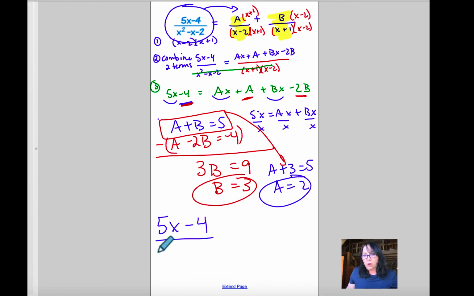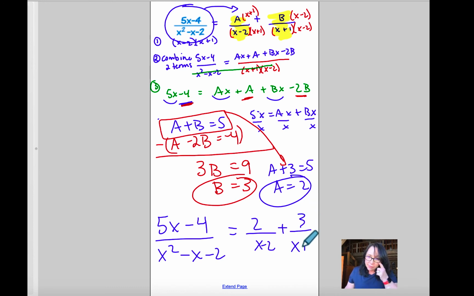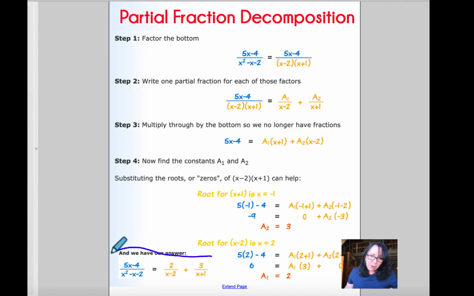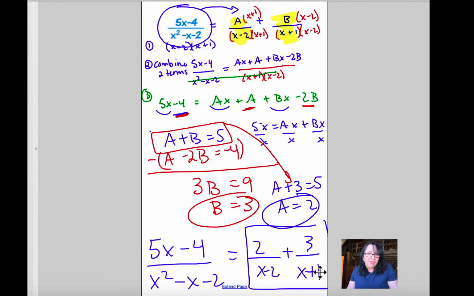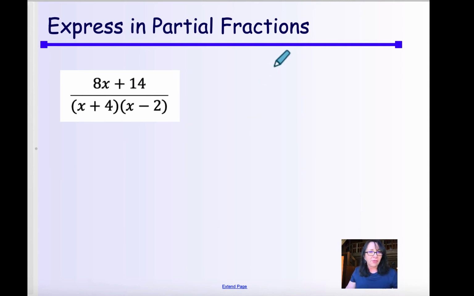So this is what you would write for your answer: 5x minus 4 over x squared minus x minus 2 equals a, which is 2, over x minus 2, plus b, which is 3, over x plus 1. If I went back to the previous screen where I listed the steps, you're going to get 2 over x minus 2 plus 3 over x plus 1. Notice we've got the same answer. Sometimes they're going to be in a different order. Totally fine.